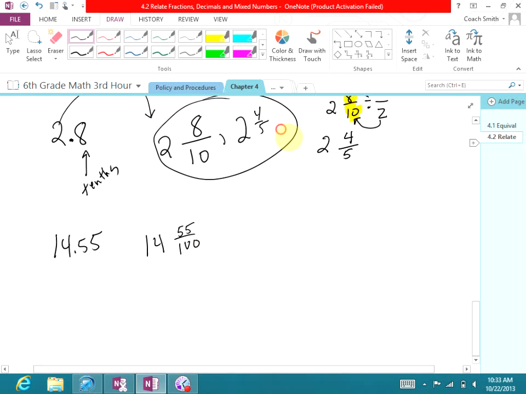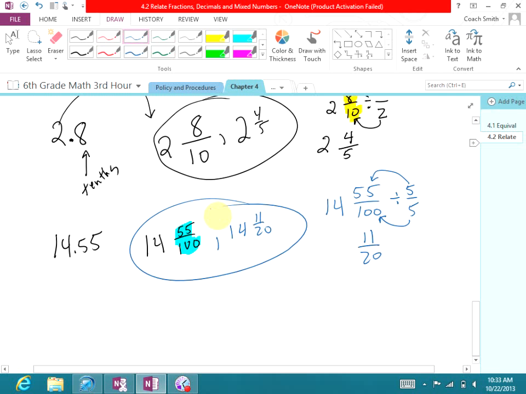Okay? But 55 over 100 can be reduced. And we're going to reduce it. The greatest common factor between 55 and 100 is 5. So we divide by 5 to the top and the bottom. 5 goes into 55 11 times, goes into 100 20 times. So 14 and 11 over 20, those are your two fractions. You must have both fractions for it to be correct.